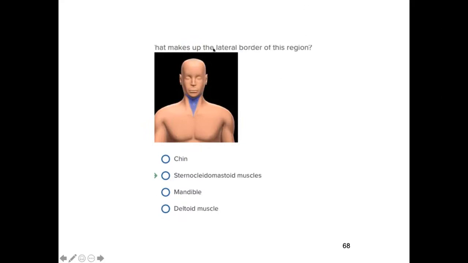Here it's asking what makes up the lateral border of this region. So it's using this word lateral. Okay, so what makes up the lateral border? So medial is midline, lateral is moving away. So we have to go to what this muscle is, and that's called the sternocleidomastoid.